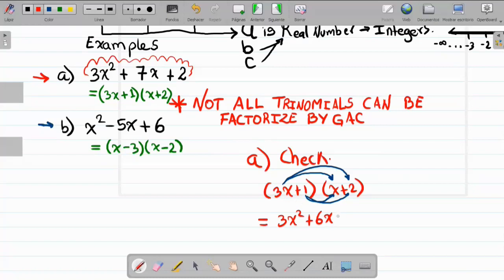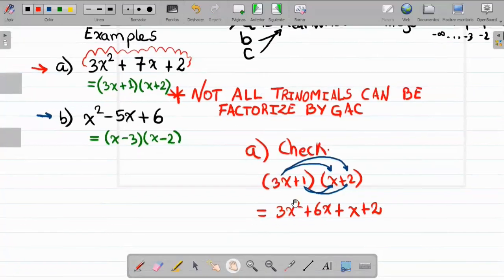So 1 times x, in this case it's positive 1, positive x is going to be positive, and the product of 1 times x is just x, or if you want you can write the 1x, but I think it's already understood that here it is just 1x. Okay, then we multiply the 1 times the positive 2, which results in positive 2.